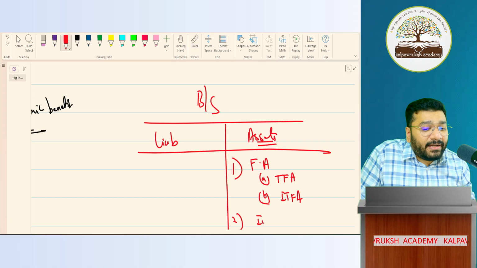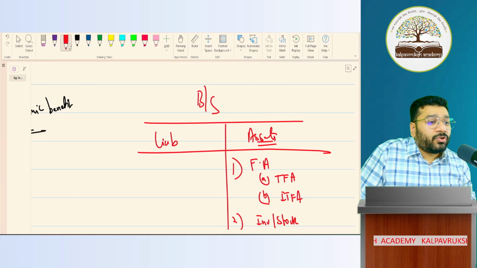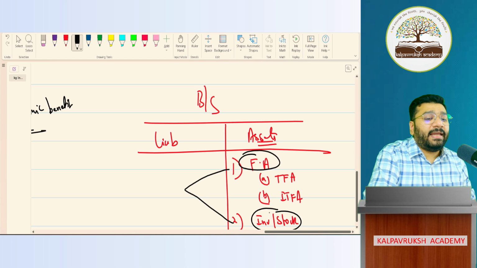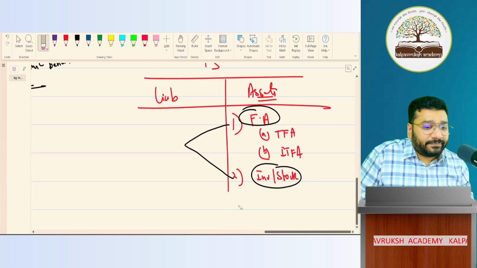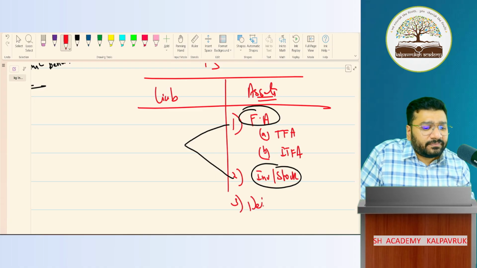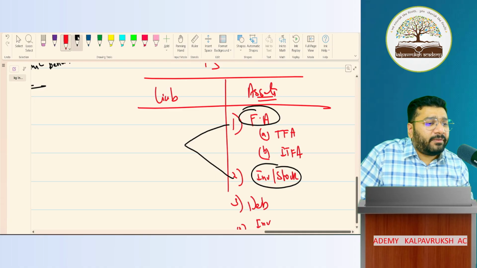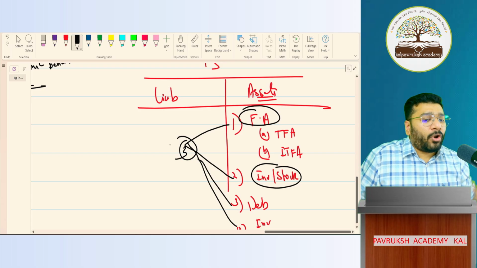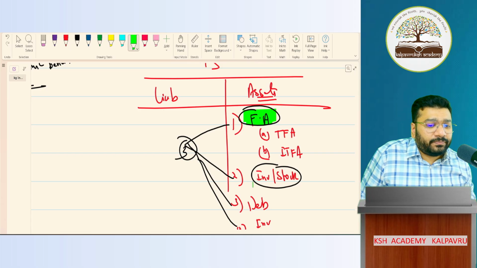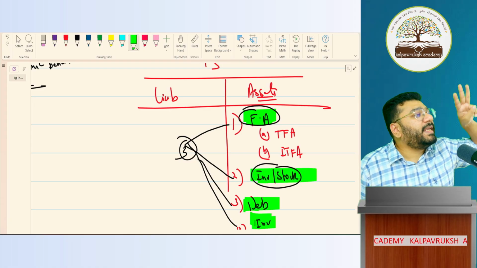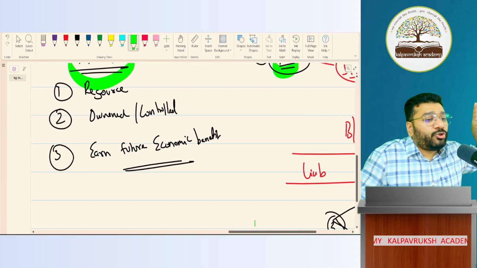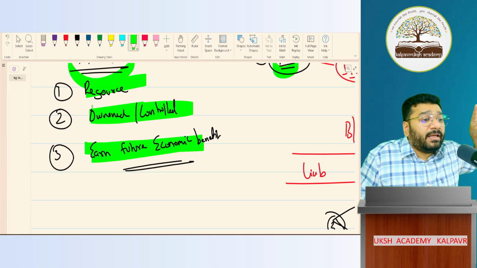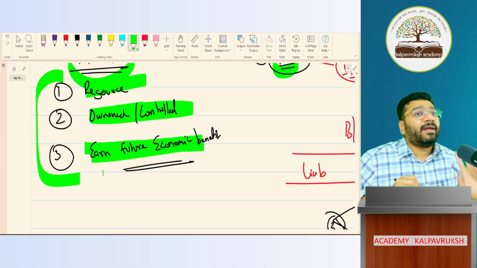The second item is inventory or stock. The third one is debtors. You take any asset, debtors, inventory, whatever you take. For all these items, how many conditions are there in total? Three conditions. For all of these, you will check those 3 conditions of an asset. What are the 3 conditions? It should be a resource owned or controlled by the entity, which will help you to earn future economic benefit. If all the 3 conditions are satisfied, it is an asset.